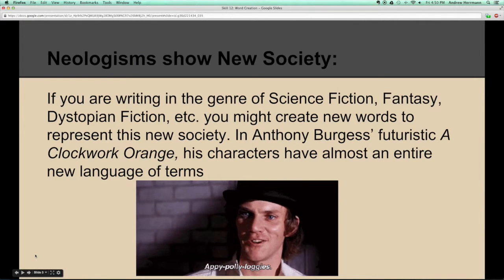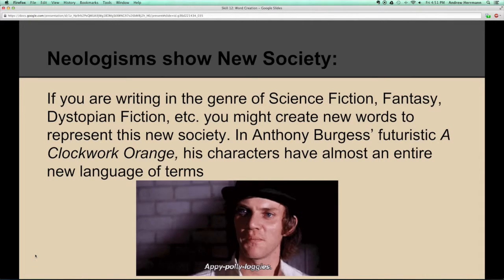Neologisms show a new society. Here's what I mean by that. If you're creating some sort of fantasy, science fiction, or dystopian fiction setting, and dystopian fiction is a kind of hellish future, you can create new words to indicate that there is a totally new society.